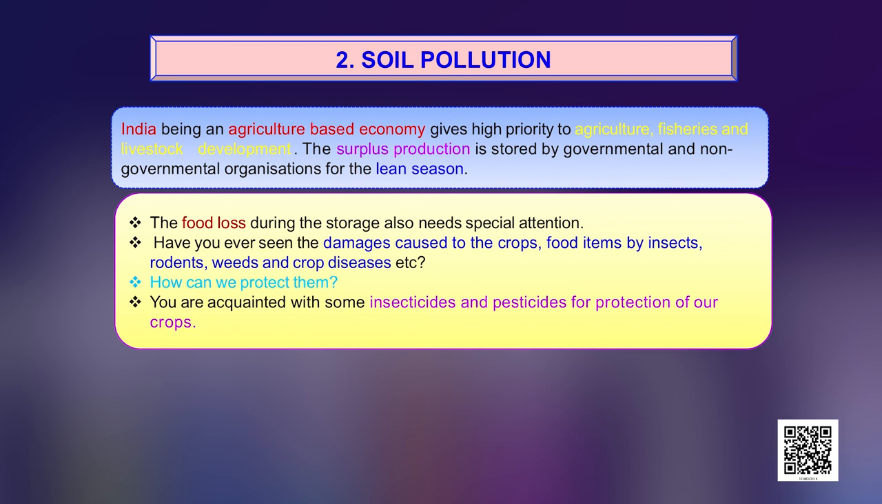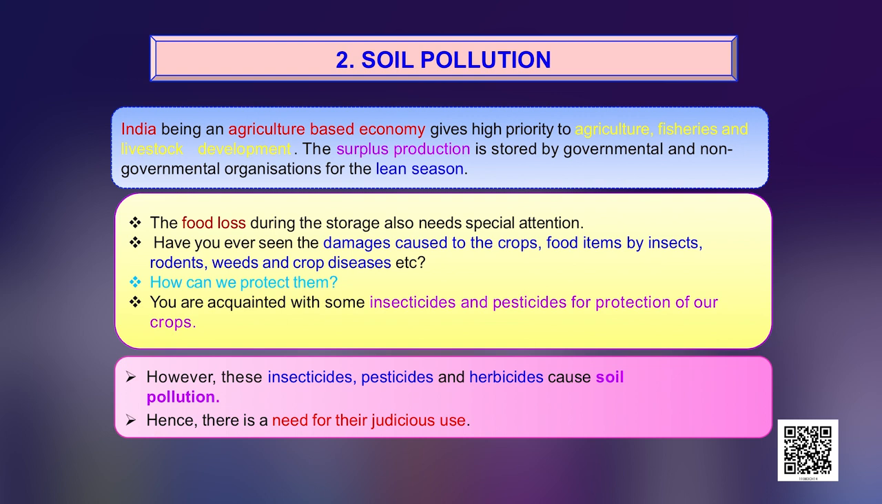Now, you must be curious to know at this stage that can't we stop this? How can we protect our produce or the grains which we have got after a lot of effort? You must be familiar with some insecticides and pesticides which are used for the protection of our crops. However, these insecticides, pesticides and herbicides cause soil pollution. Hence, there is a need for their judicious use. So, let us know more about pesticides.